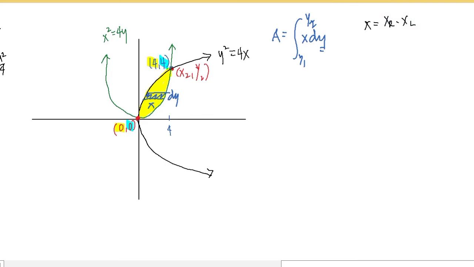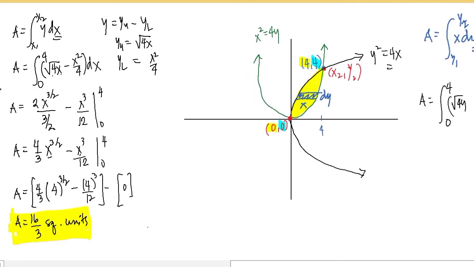So, we have here, ang x natin is x to the right minus x to the left. Ang x to the right natin, kung titingnan natin, itong green. So, that is square root of 4y. Tapos, yung x to the left natin ay ito yung kulay black, that is y squared over 4. So, yung area natin, this is the integral of 0 to 4, tapos square root of 4y, tapos minus y squared over 4 dy. No?